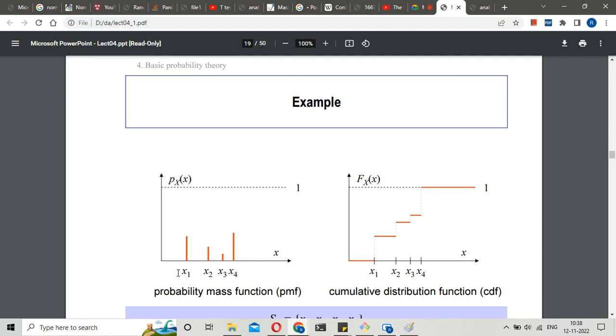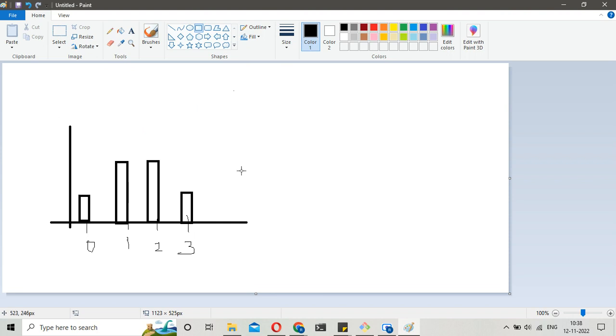Okay. In the CDF, what we say, CDF and PMF. So for the CDF, what we do is cumulative actually. We just sum it over. So for the CDF, if you draw it for this one, it will be similar, but sorry. 0, 1, 2, and 3.